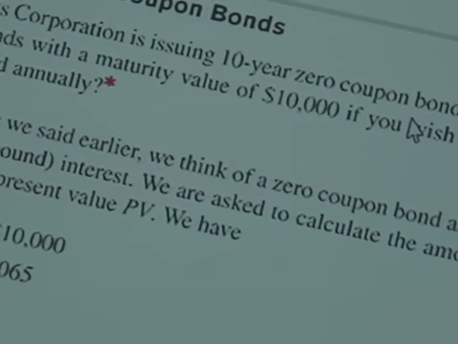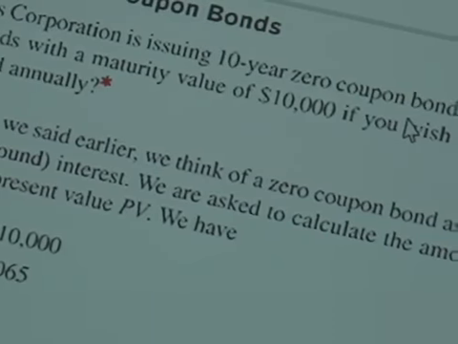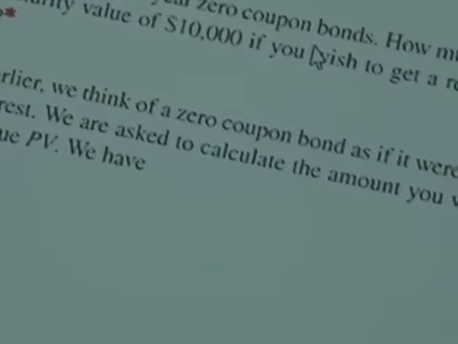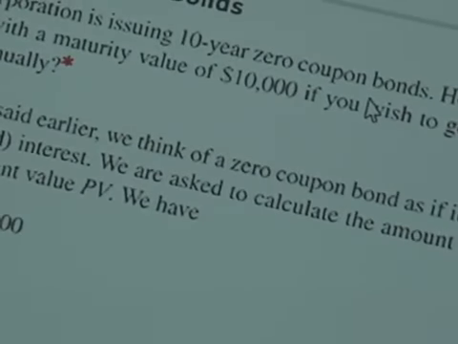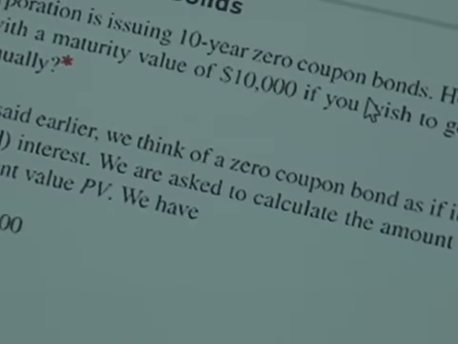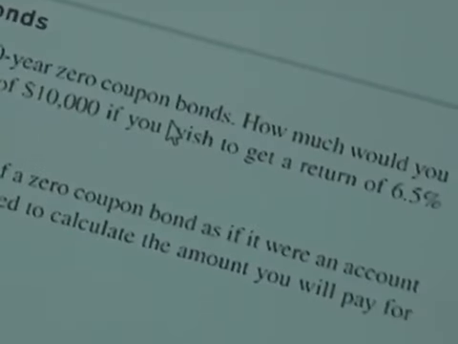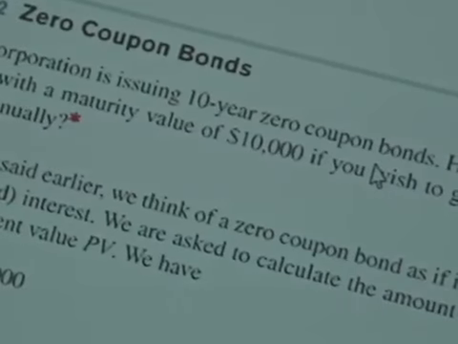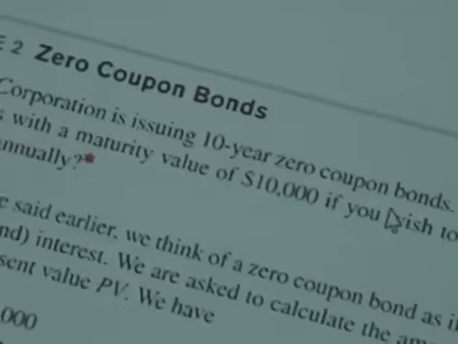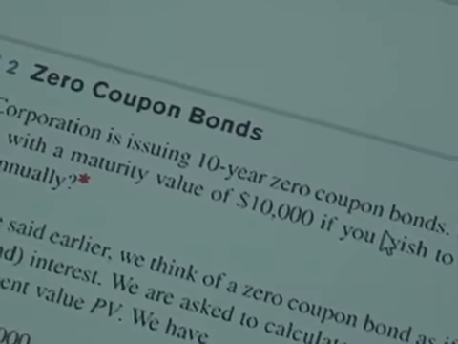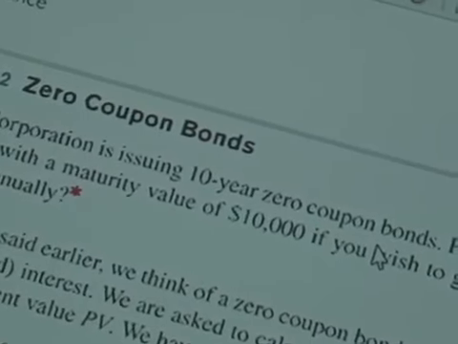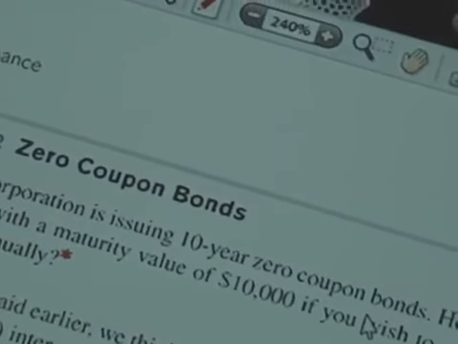Suppose you go down to the bank and they say, okay, I'm going to give you 6.5% interest, and we'll give it to you compounded annually. So you say, okay, that's good. I'll keep that in mind. Maybe I'll do it, maybe I won't.